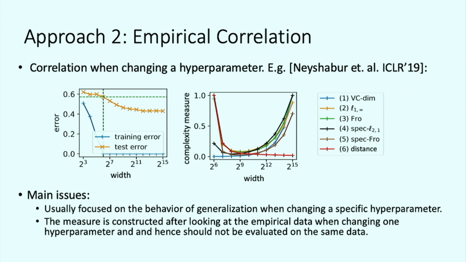But there are several fundamental problems with this. One is that we only change one hyperparameter, right? So it's very sensitive. I could potentially come up with a measure that is 1 over width, and that would correlate with generalization. But does that tell me anything about generalization really? No, because I just incorporated what I really wanted in the measure. And in most of these methods, people actually look at data and then come up with a hypothesis on the data that they already looked at. So that's a problematic approach.